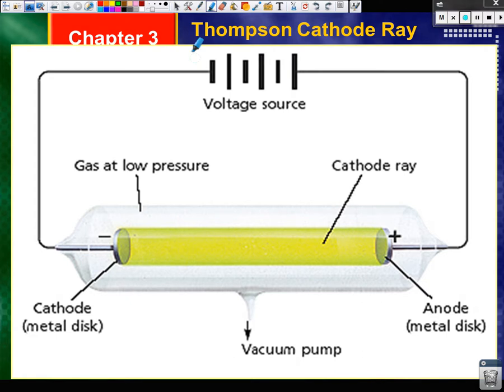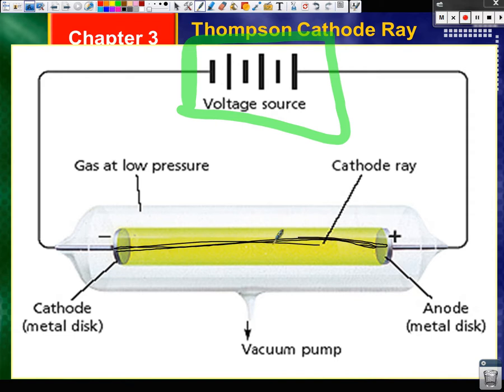This is the symbol for a battery. In physics, if you ever take physics, that is the symbol for a battery. Okay? This is a tube. So what happened is the electricity had the ability to go through this thing, through the gas. But this is what they did. This is how they figured out that there was something charged on those in that gas.